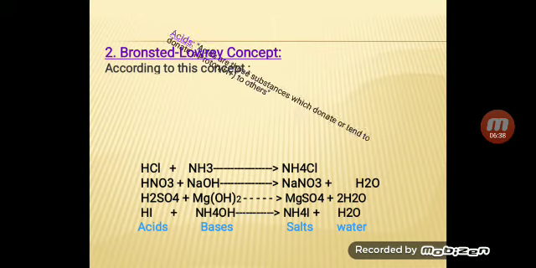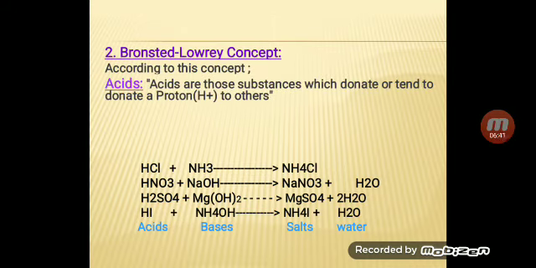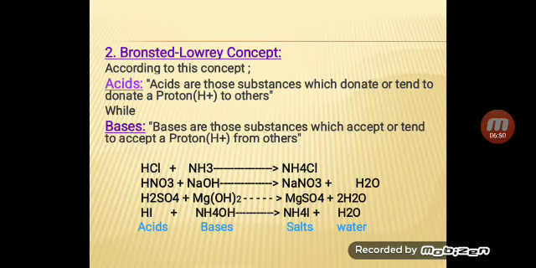According to this concept, acids are those substances which donate or tend to donate a proton to other substances, while bases are those substances which accept or tend to accept a proton from other substances. For example, when hydrochloric acid reacts with ammonia, it gives ammonium chloride. In this example, hydrochloric acid donates a proton, while that proton is accepted by ammonia due to the presence of a lone pair of electrons on the nitrogen atom of ammonia. So hydrochloric acid is an acid while ammonia is a base.